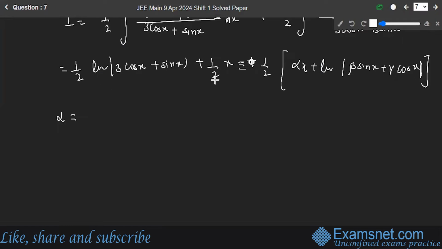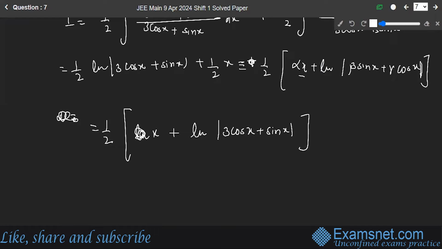First of all, let's rewrite this equation properly. This is 1 by 2, or I'll say, x plus natural log of 3 cos x plus sin x. Right, from here you have alpha is equal to 1 and beta is equal to 1. Gamma will be equal to 3.